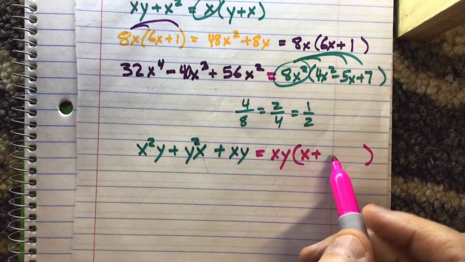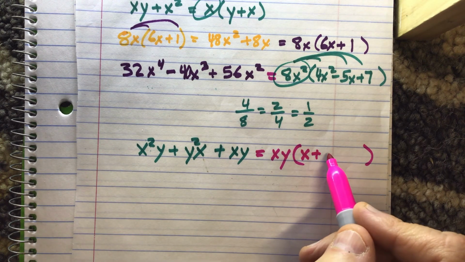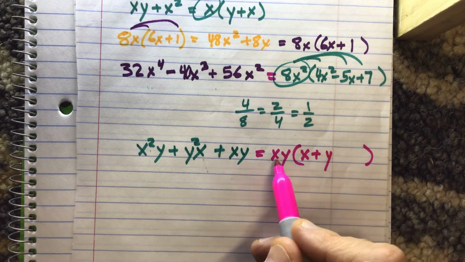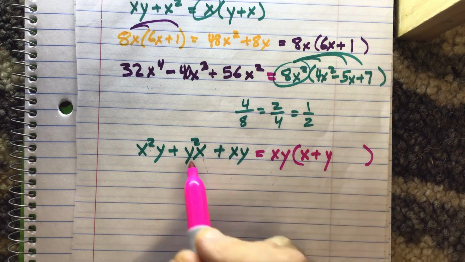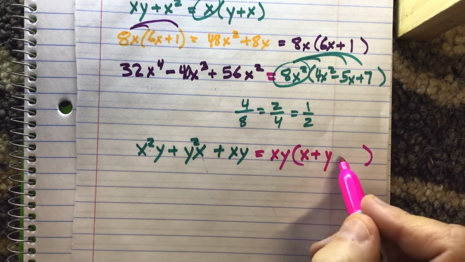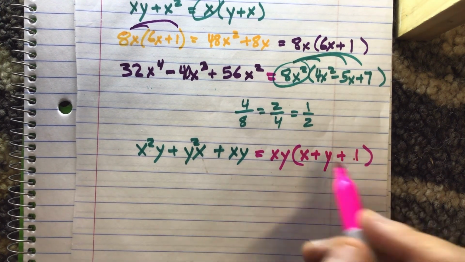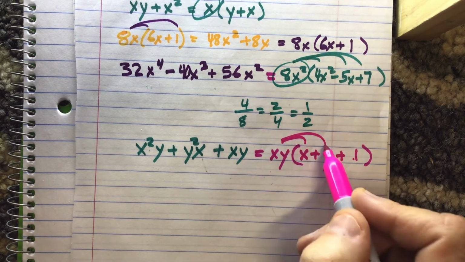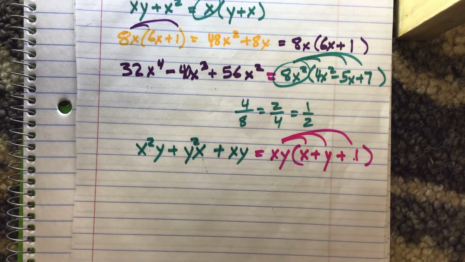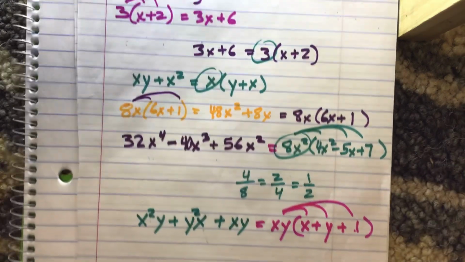Plus x times, here I would need a y, because xy times y would be xy squared, plus 1, xy times 1. So you can check this again. If you distribute, you would end up back where you started. So distributing and factoring are opposites of each other, and this is called factoring out a common factor.